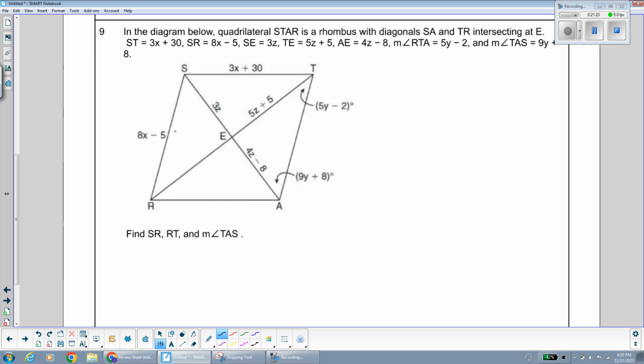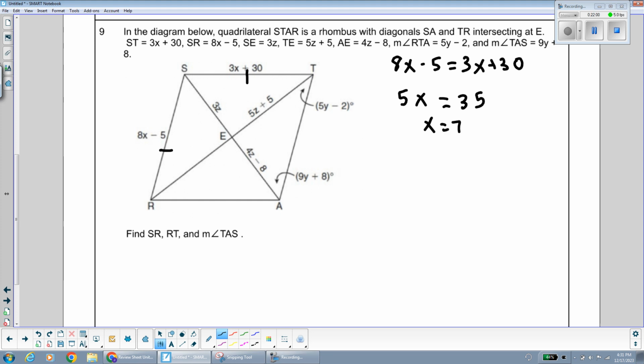Now, since it's on the side of the rhombus, I'm going to think about my rhombus properties for sides. And I know that all sides of a rhombus are equal. You can also think of it as consecutive sides are equal because we do have two consecutive sides on our rhombus with measurements on it. But all sides of a rhombus are equal, consecutive sides are equal. That implies that all sides are equal. So I'm going to set up the equation 8x minus 5 is equal to 3x plus 30. From here, I'm going to subtract 3x from both sides, and I'm going to add 5 to both sides, and I have x is equal to 7.